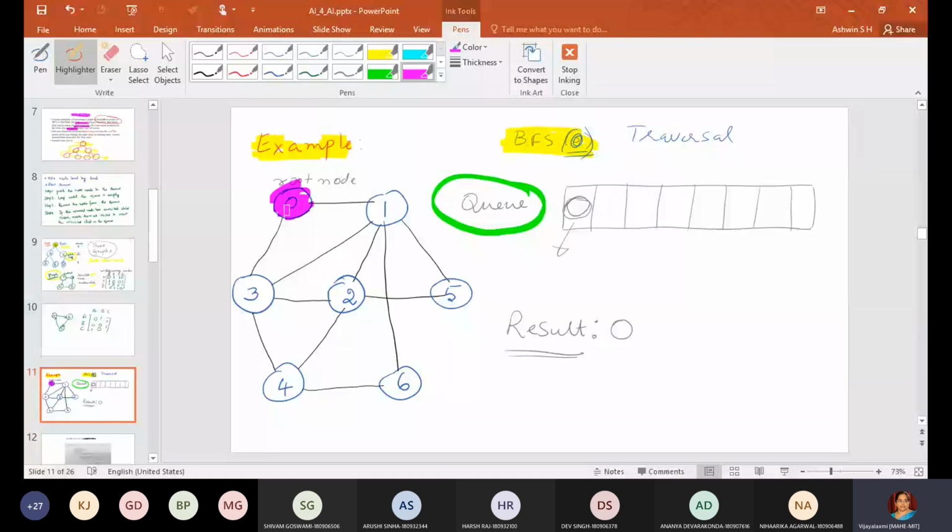Now, does it have an unvisited child node? Yes, it has. Which are they? It has 1 and 3. These are the child nodes of this. If you have the adjacency matrix here, then 1 and 3 are connected to 0. In the adjacency matrix corresponding to 0, you will have 1 for 1 and 3.